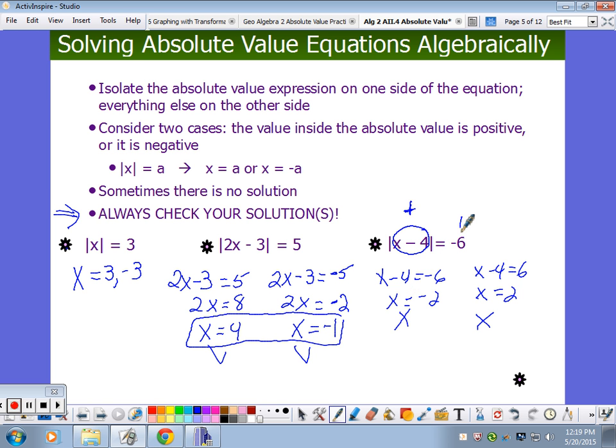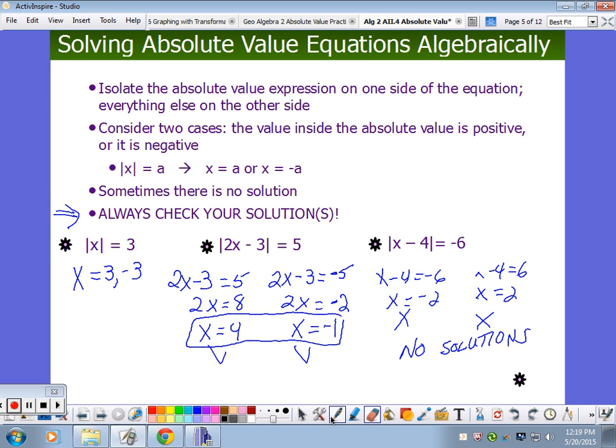This is negative, right? If I take the absolute value, will I ever get a negative number? No. So before I even started, if I would have noticed that, I could have said, you can't do that. Absolute value will never be negative. Let me just make sure we can see that. I'm going to erase some of this mess here.